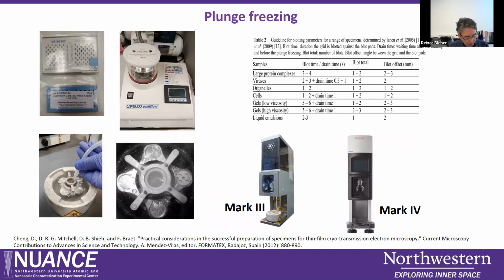So there are several parameters that influence plunge freezing. We have, for example, the choice of grids. There are different kinds of TEM grids that can be used. For example, lacey carbon, Quantifoil grids, or grids with regular arrays of open areas, grids with continuous carbon films, as well as grids without any support film.